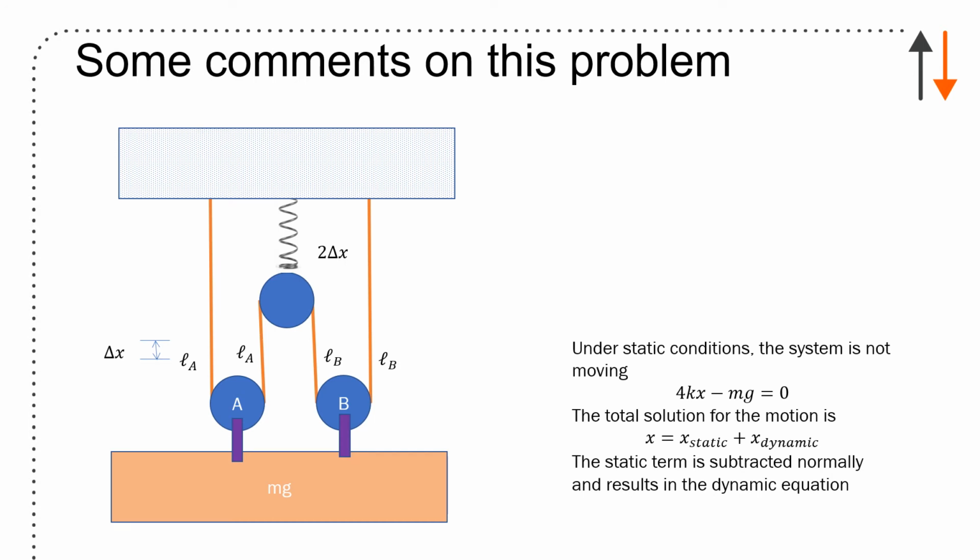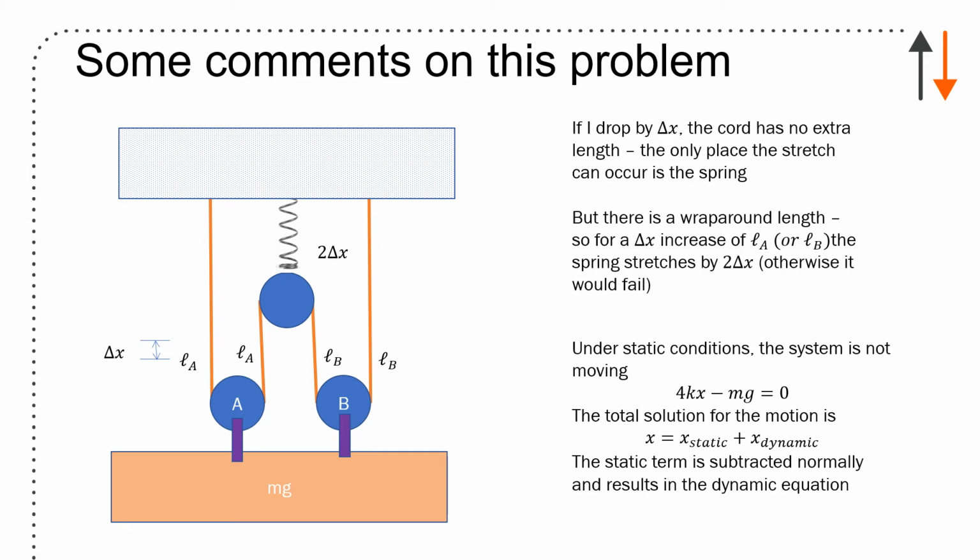So if I draw one of my drawings of this, I know under static condition the system is not moving. So I have made a mess here. If I drop by delta x, the cord has no extra length. And the only place that the cord can stretch is the spring. And so if this goes down by delta x, this has to move by 2 delta x in order to make up for the increase in length of the cord, because this cord starts here and ends here. It's a finite length. I can see that with my eye.